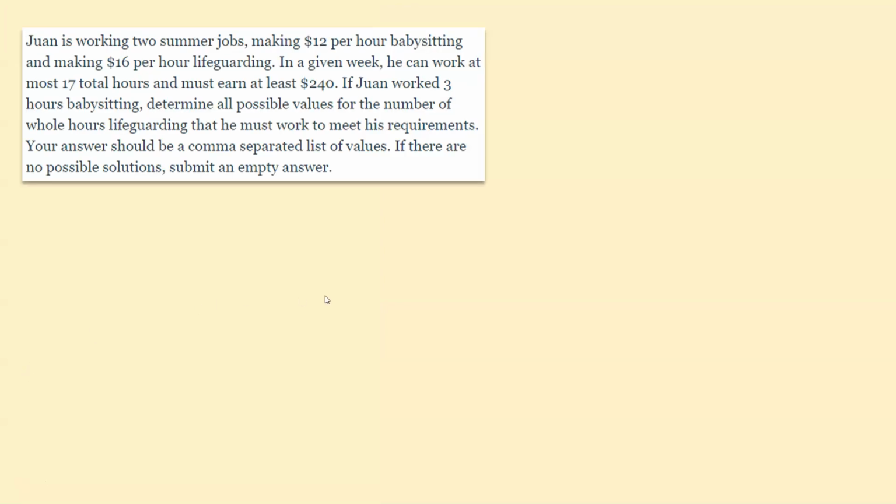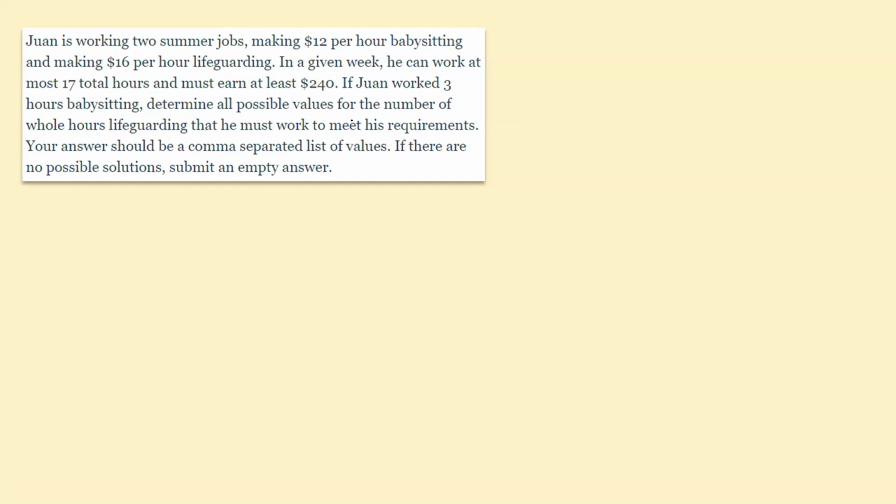So next type of question, this is a story question. So here we would have to come up with our own inequalities given the context. So Juan is working 2 summer jobs, making $12 per hour babysitting and making $16 per hour lifeguarding. In a given week, he can work at most 17 hours and must earn at least $240.